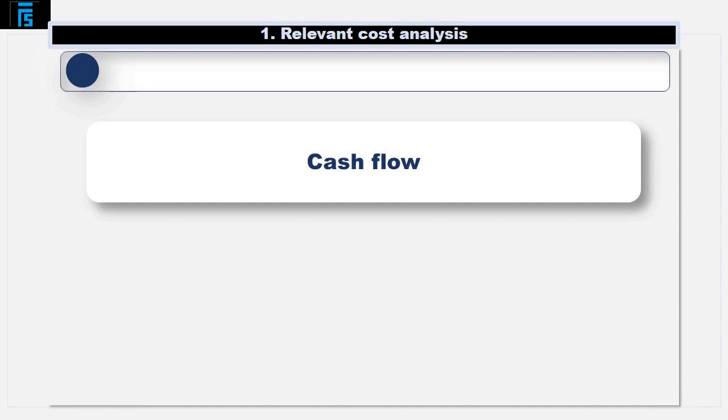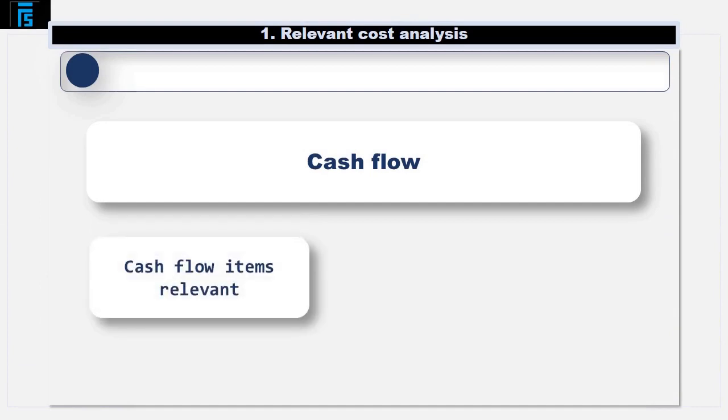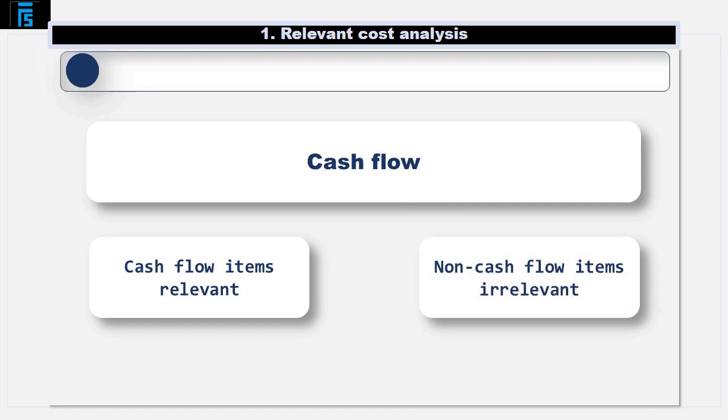Cash flow. Relevant costing is only concerned with cash flows. Non-cash flow items, such as depreciation for example, are not relevant as there is no cash flow linked to depreciation.